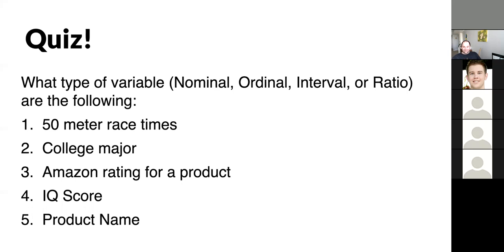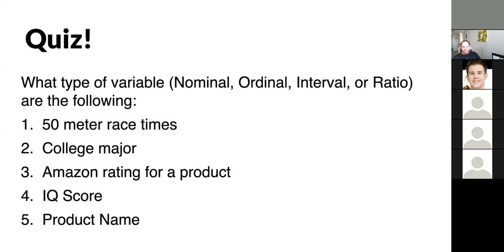The Amazon rating for a product. We have all kinds of different answers: interval, ordinal, or ratio. Yeah, that's a good question. It's not completely clear, right? I would say you could probably think of it as interval. It's not necessarily meaningful to say that something is twice as good if it gets 5 stars instead of 2.5 stars. But it is a tricky one.